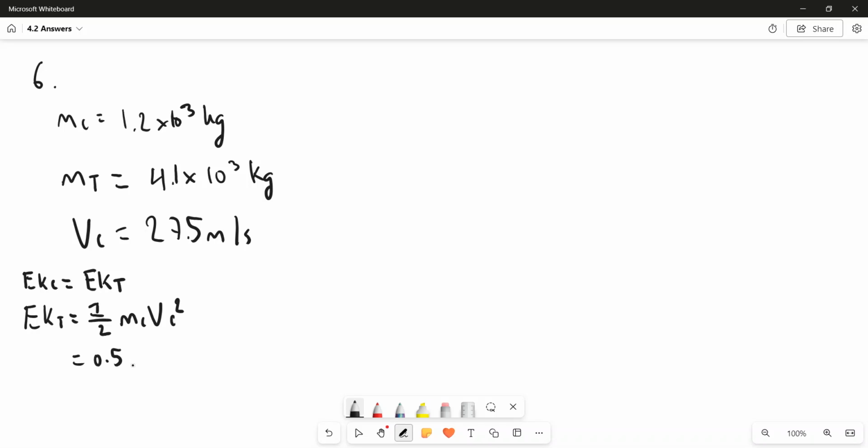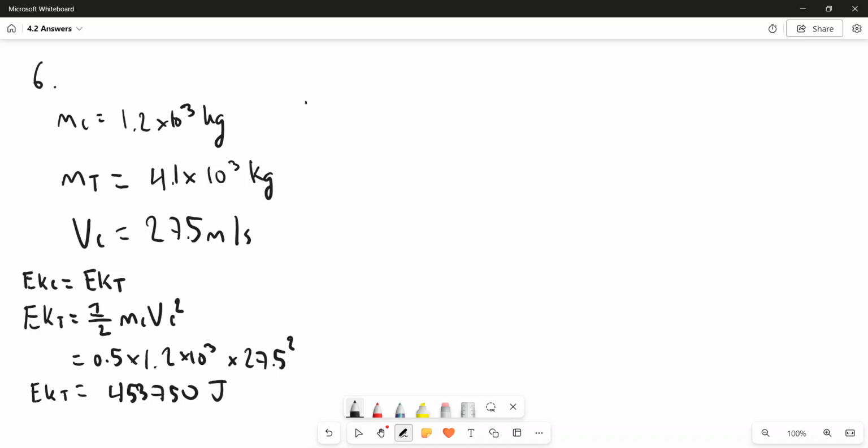So 0.5 into 1.2 times 10 to the power 3 into 27.5 squared. And so what this should give you is basically saying the kinetic energy of the truck is equal to 453,750 joules.